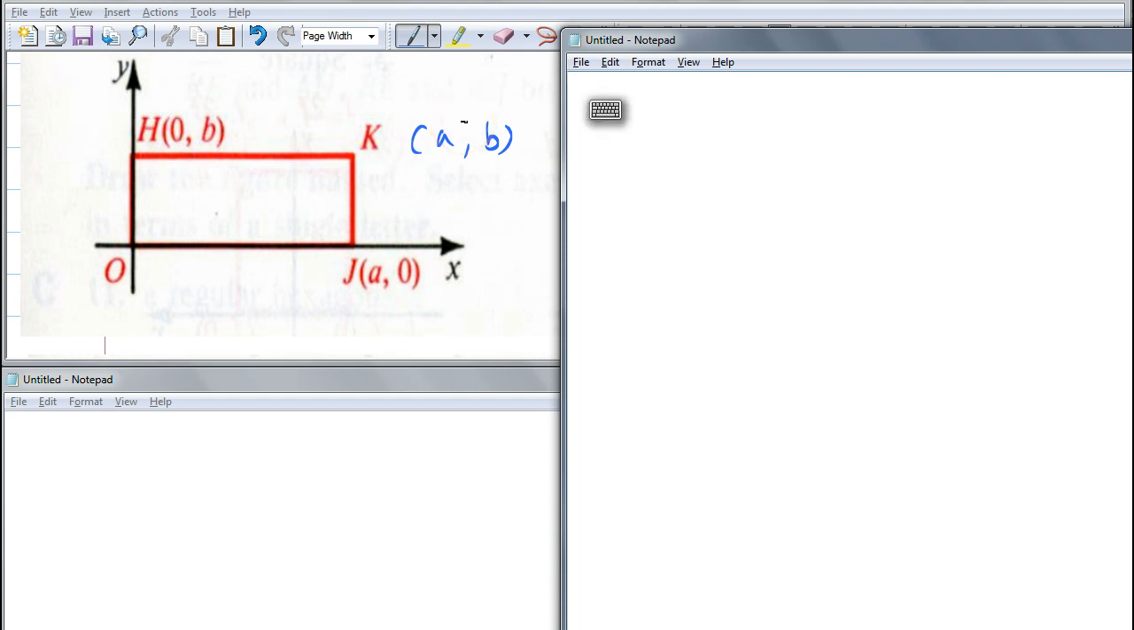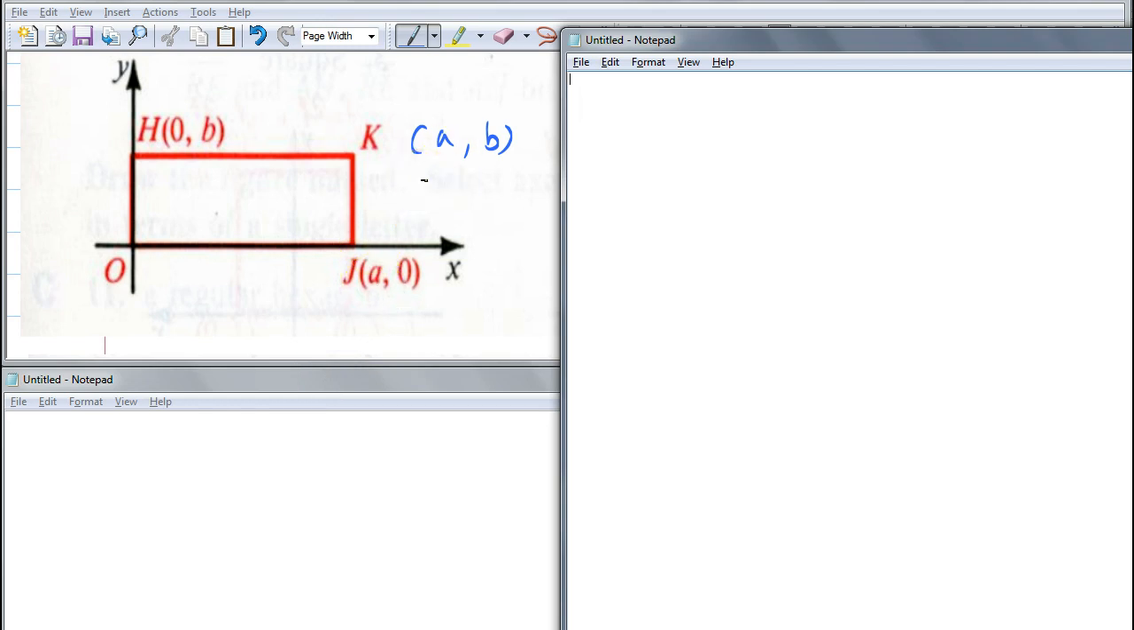HK is a horizontal line, right guys? What do you know about a horizontal line? They share the y coordinate, don't they? They have the same y coordinate. What about KJ? Isn't that a vertical line? They have the same x coordinate. That's why it's A comma B.